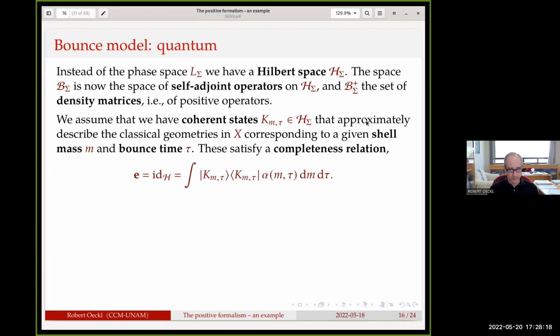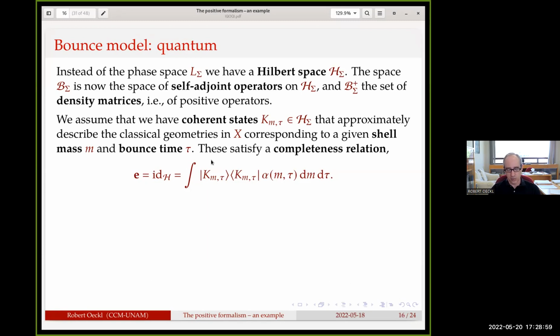Now, okay, we have a description in terms of classical parameters. So how do we link this to quantum theory? We will suppose that in this quantum theory, we have coherent states labeled by the shell mass and the bounce time. These are now states in our Hilbert space that we think of as approximately describing the classical geometries in X corresponding to a given shell mass and bounce time.